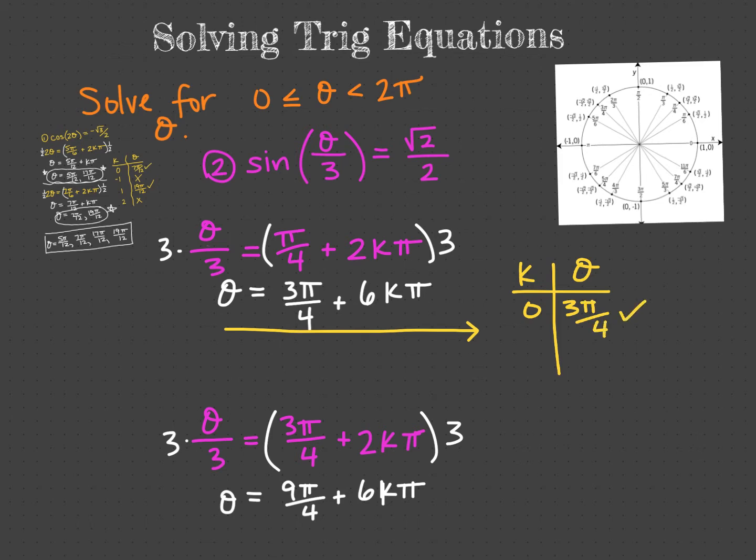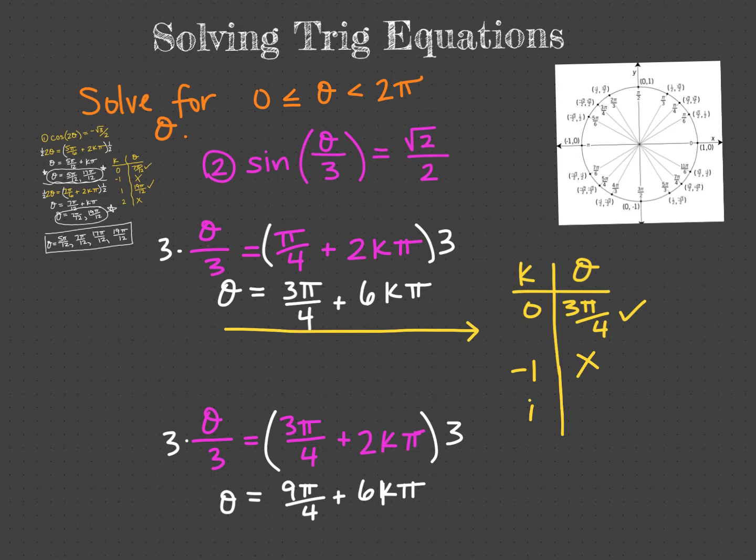Now, what if k was -1, if we talk through this one a little bit? If k was -1, we'd have 3 pi over 4 minus 6 pi. That is way too small. It's clearly going to be a negative number. This is not even a whole pi, and we're subtracting 6 pi's. That's less than 0.